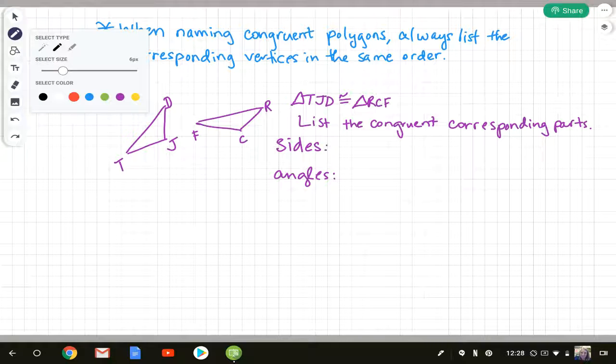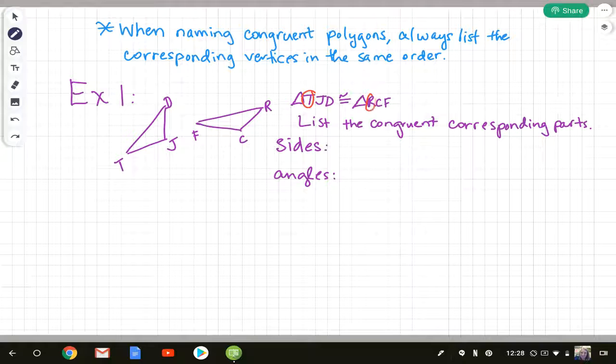the first two letters that are listed are T and R in each triangle, so that tells me that those angles will be congruent. So angle T is congruent to angle R. Now, looking at the order of the triangles, the vertices that are listed tell me two more pairs of angles that would be congruent, the corresponding angles. Okay, angle J is congruent to angle C, and angle D is congruent to angle F.